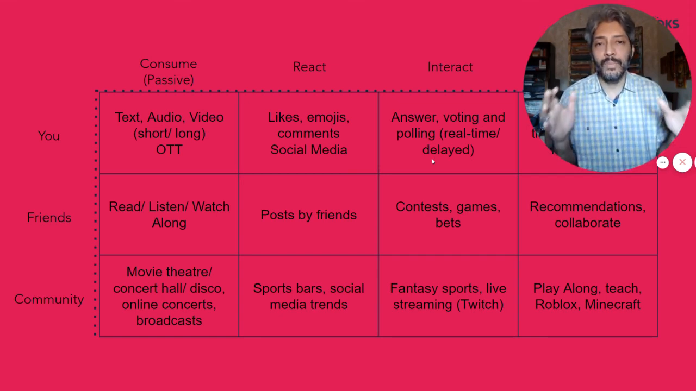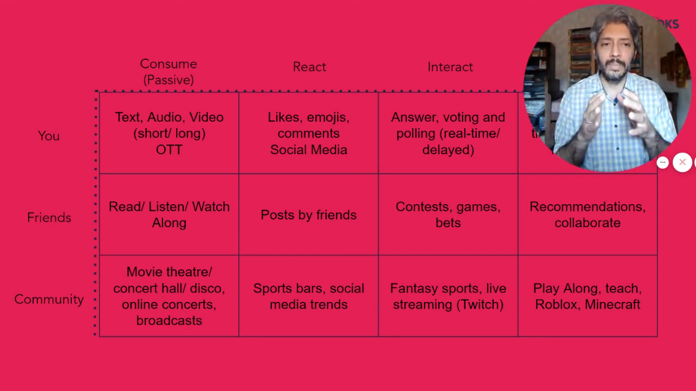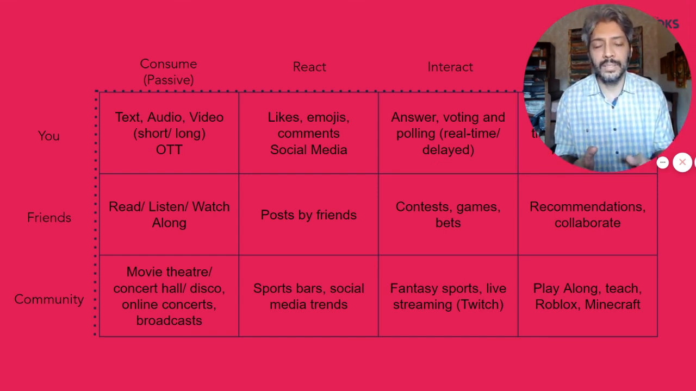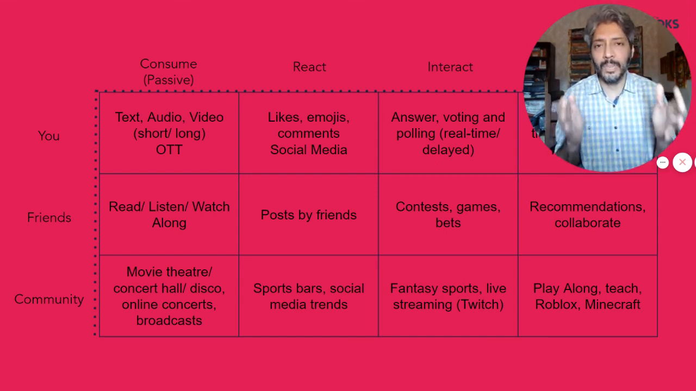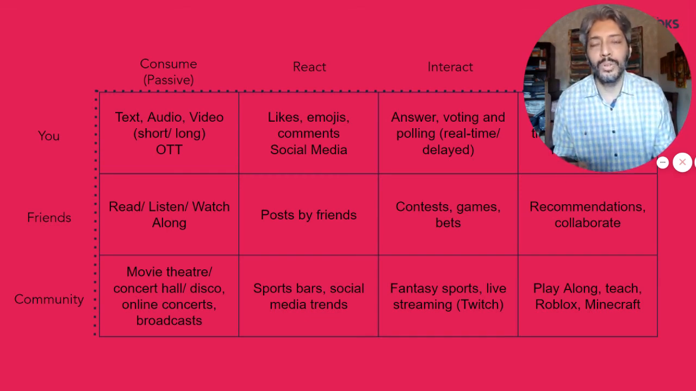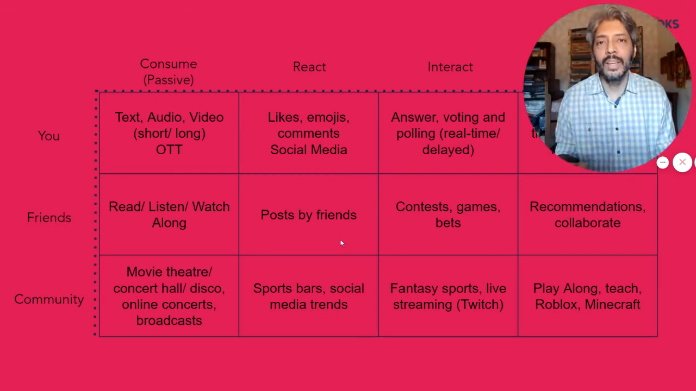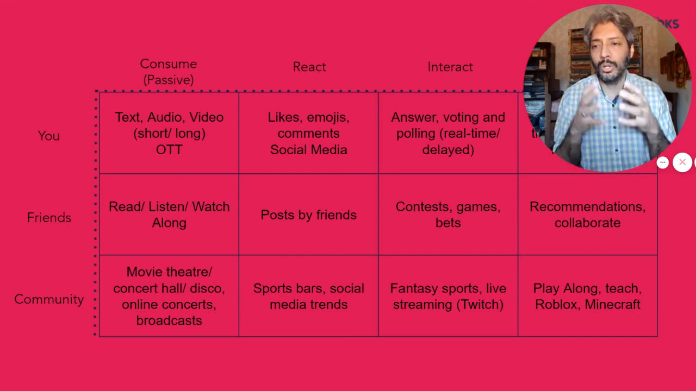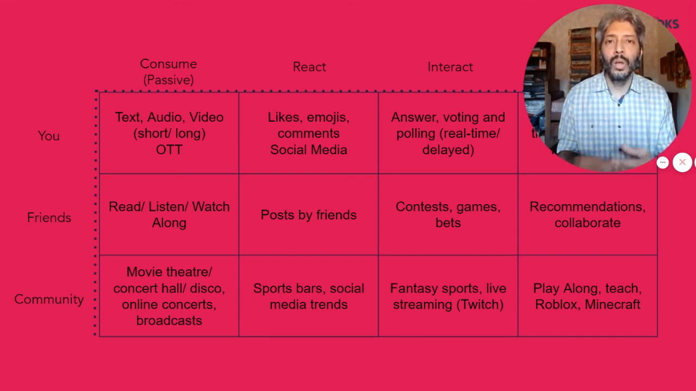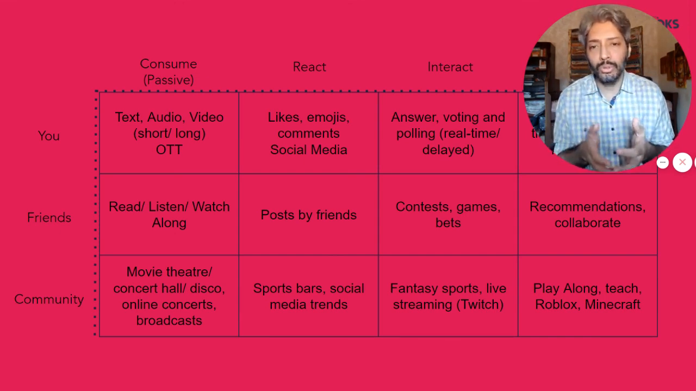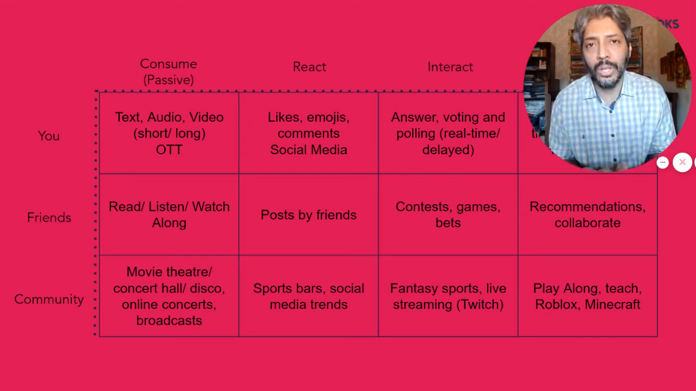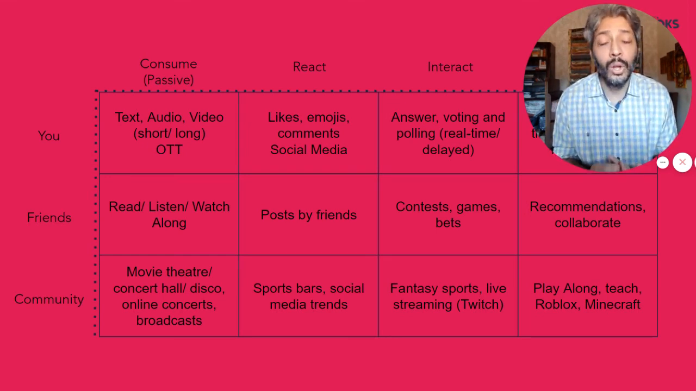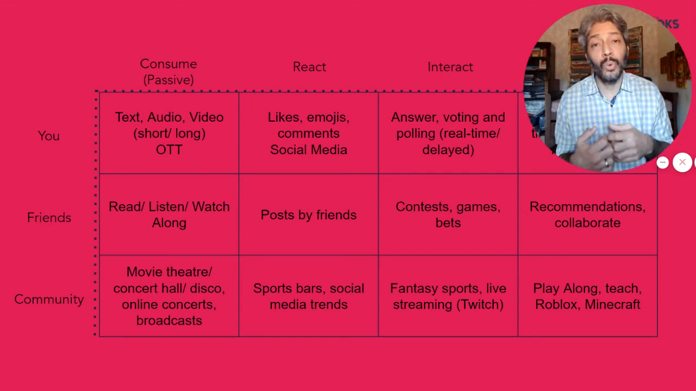So this framework is pretty rugged. I've tested it out over many years, and pretty much everything in the content space as of today falls in one of these cells, one of these buckets, right? So when you think about content, you should think about, what is it that you want your users to do? Do you want them to react to what is being put out? Do you want them to interact? Or do you want user generated content? You want people to create in response to what they are seeing, right?